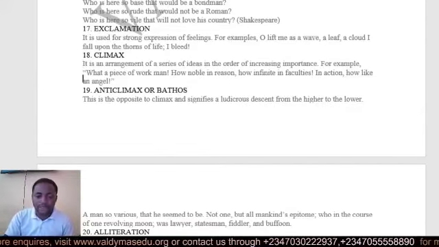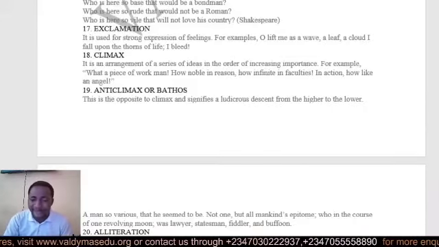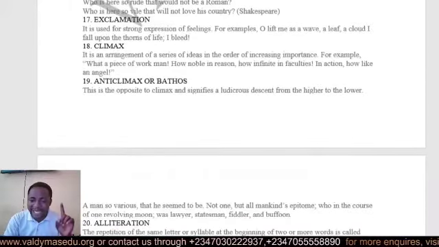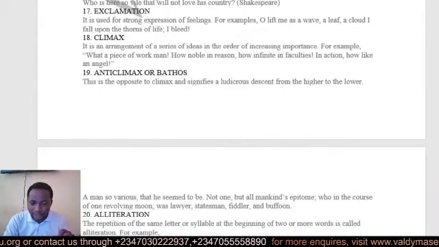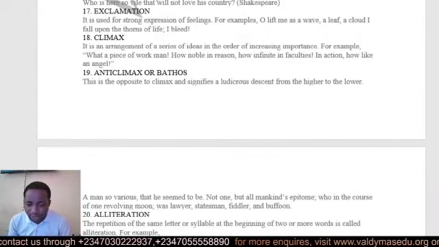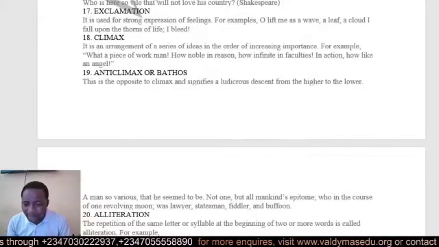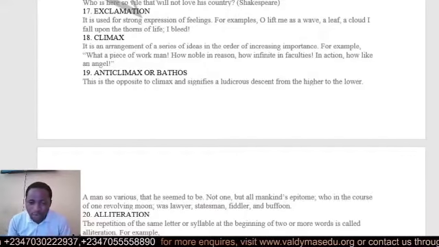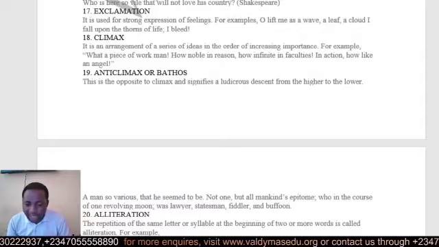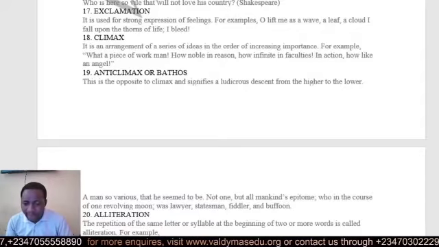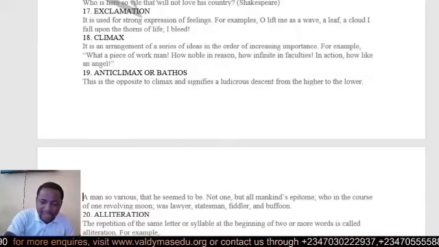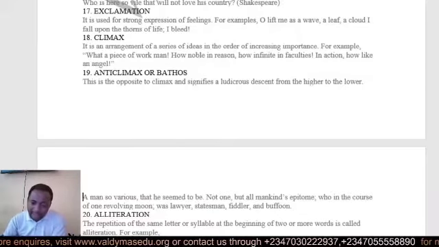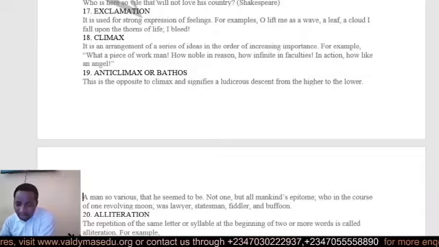Now, I will try to take this together with the anticlimax, or what we call bathos. This is the opposite of the climax and signifies a descent from the higher to the lower. So we see an example here: "A man so various that he seemed to be not one but all mankind's epitome, who in the course of one revolving moon was lawyer, statesman, fiddler, and buffoon." When you look at this, you will see the arrangement: lawyer, statesman, fiddler, buffoon.